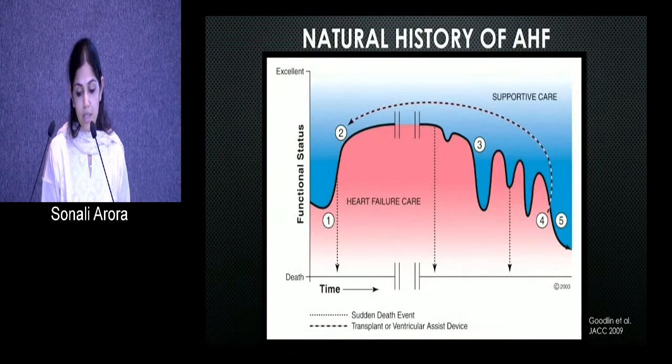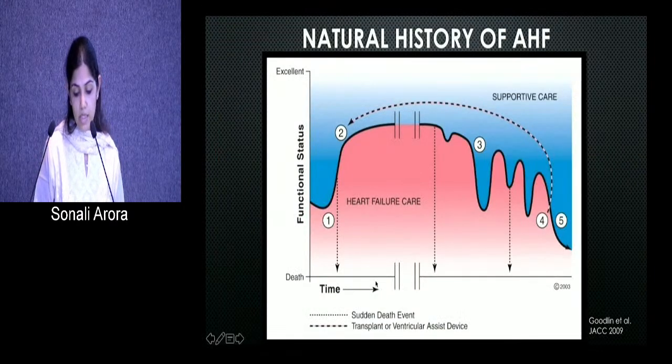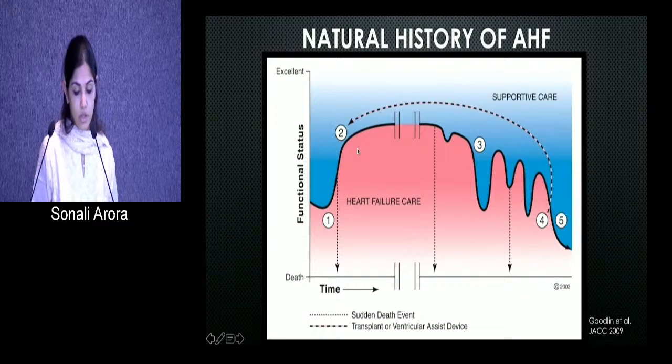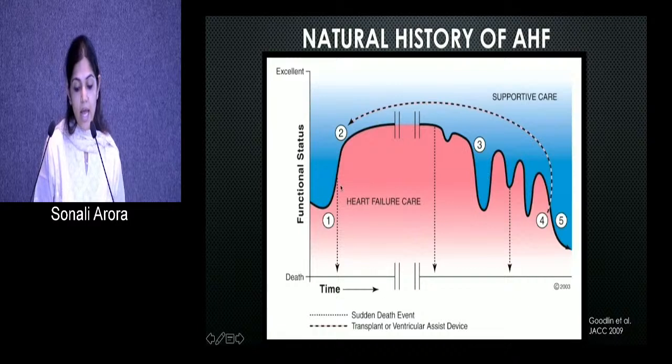So, natural history of heart failure. If you can see here, this is your time axis on the x-axis, and the functional status. And every dip is a hospitalization. Every time there is a hospitalization, the functional status of a patient is not better than before. It's lower than before. So this is not a plateau. This is kind of coming down. Every time there's a dotted line, it's a sudden death event.